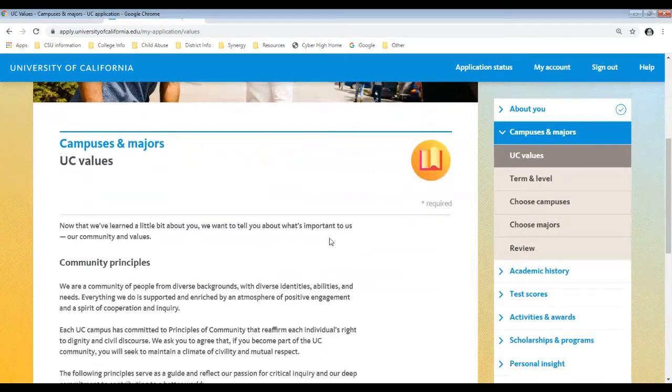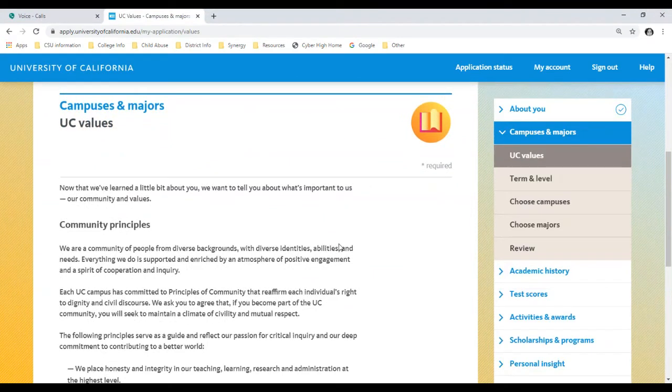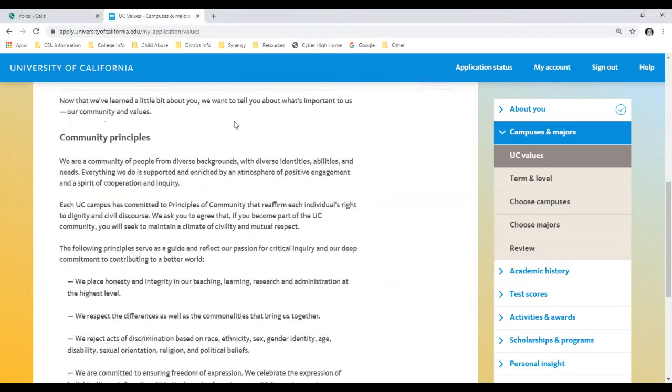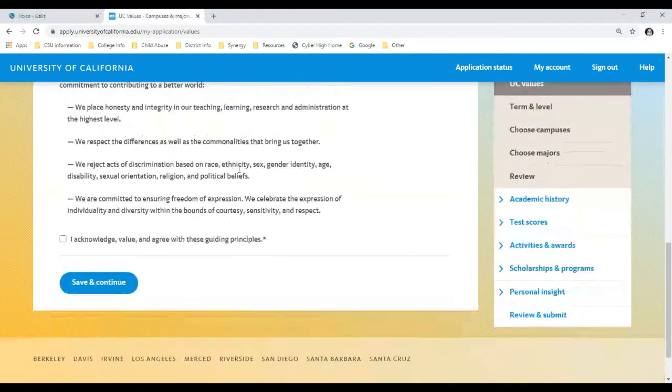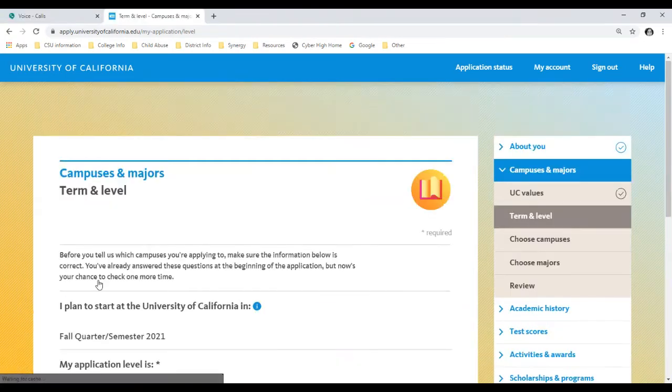Now the campuses and majors, this is very, very important. So before you even start this application, you should be doing some research about which universities you want to apply to and which majors you want to choose at each campus. Okay, so make sure you read all of this information here, and then you're going to click I acknowledge, value, and agree with these guiding principles, and then you're going to save and continue.